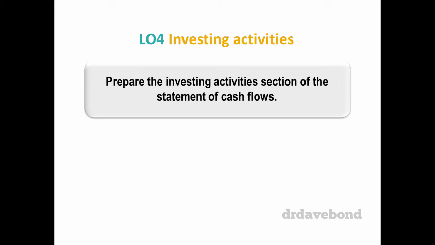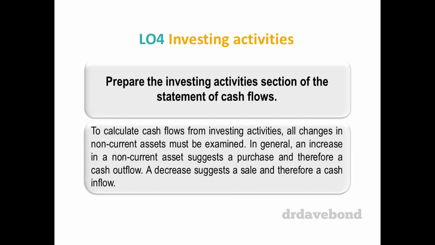So the investing activity section, it's a nice little segue. Prepare the investing activity section of the statement of cash flows. To calculate cash flows from investing activities, all changes in non-current assets must be examined. So you just go into non-current assets, whatever's left, land, property, plant, and equipment, whatever it is, and try to figure out what's caused the change. If we tell you nothing, if there is no additional information, you can assume whatever change has happened is due to cash, as in you've bought something for cash or you've sold something for cash.